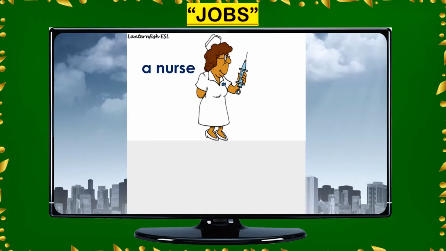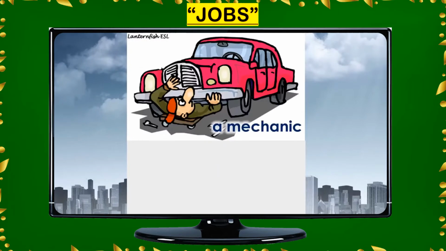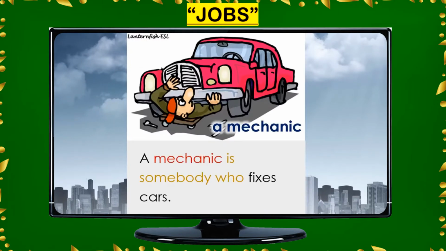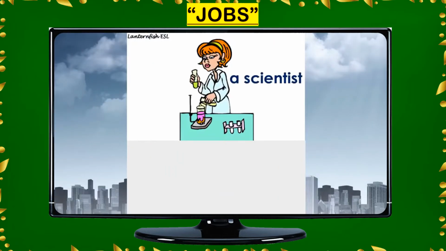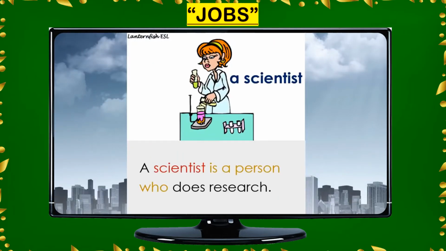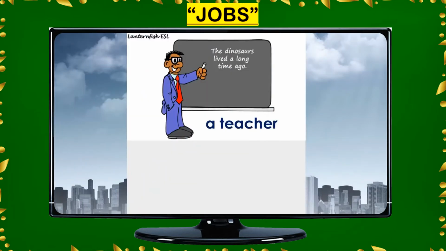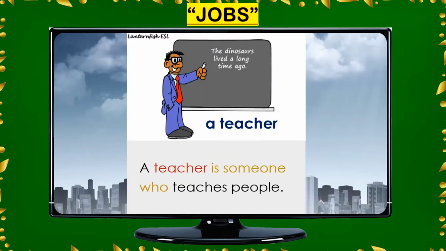A nurse. A nurse is someone who helps doctors. A mechanic. A mechanic is somebody who fixes cars. A scientist. A scientist is a person who does research. A teacher. A teacher is someone who teaches people.